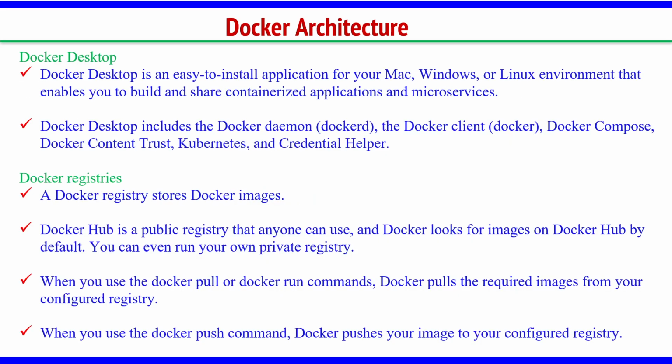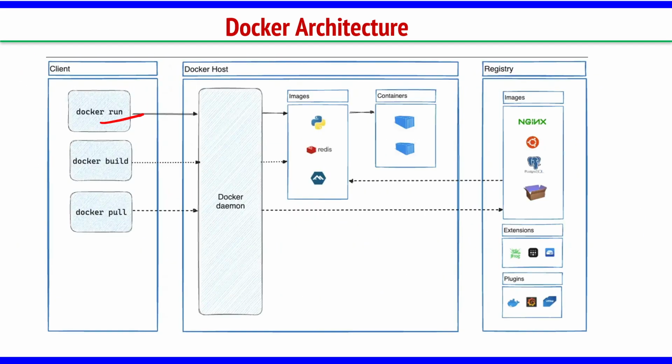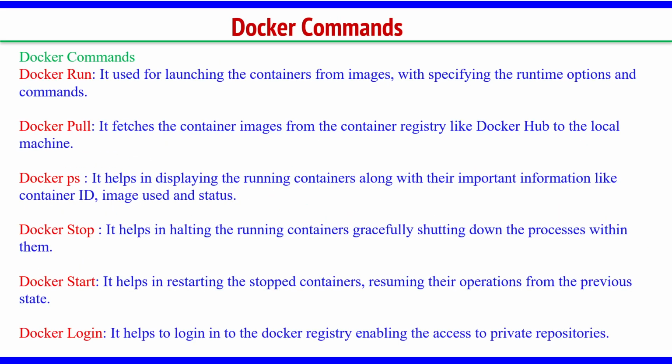Additionally, let us see some simple commands, because I am giving here some commands: docker run, docker build, docker pull. What are these? So, let us understand those Docker commands, right. The first one is docker run. It is used for launching containers from images, with specifying the runtime options and commands, right. So, docker run is used for launching containers from images.